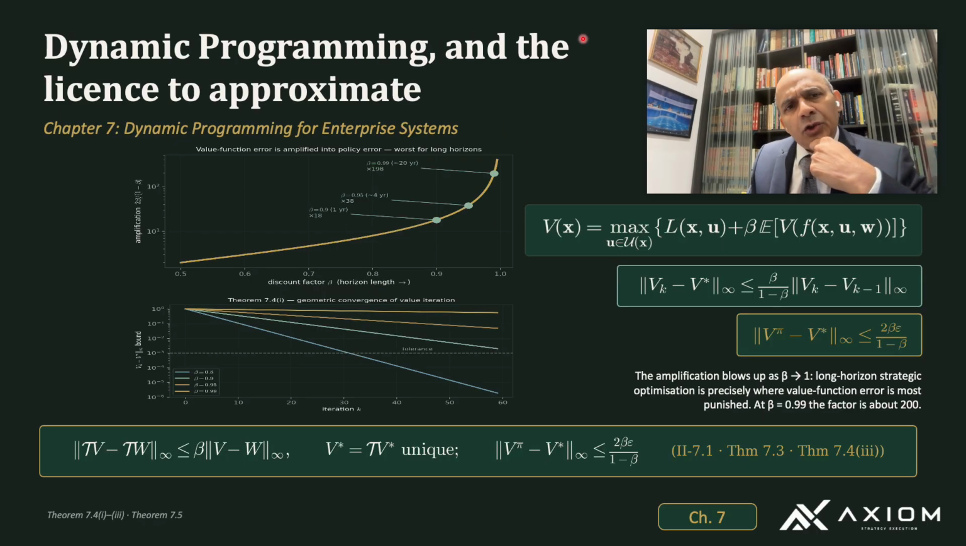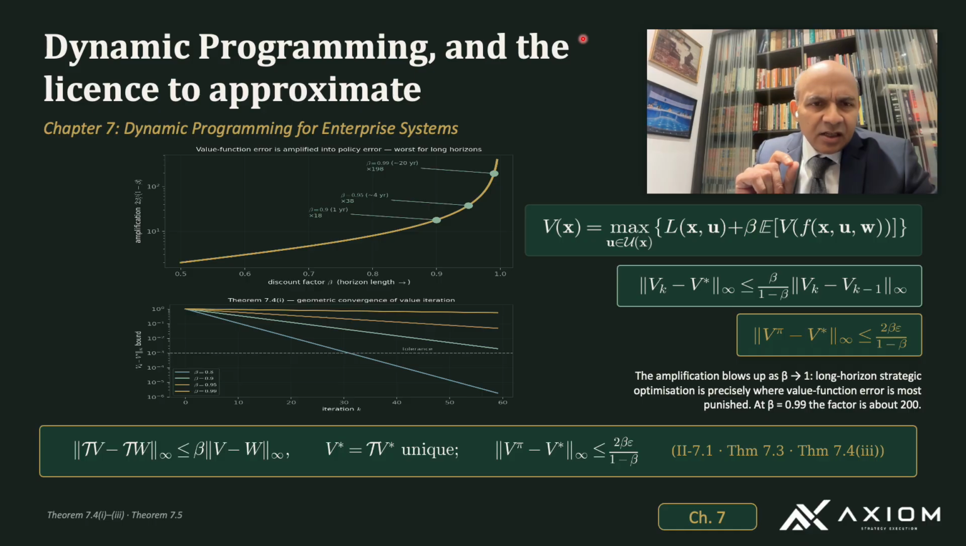So now we move on to dynamic programming for enterprise systems, chapter 7. Theorem 7.1 is Bellman's principle of optimality. If a decision sequence is optimal for the full enterprise problem, then from any intermediate state onwards, its remaining decisions are also optimal for the corresponding continuation problem. Theorem 7.2 gives the Bellman equation.